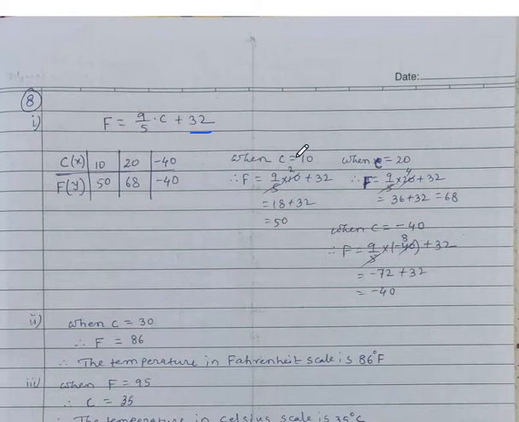So when C is 10, we cannot take x, y here. It's given about C and F only. That's why when C is 10, F is equal to 9 by 5 into 10 plus 32. After cancellation, we are getting 18 plus 32, which is 50. So first point, C is 10, F is 50. C is your x, F is your y.